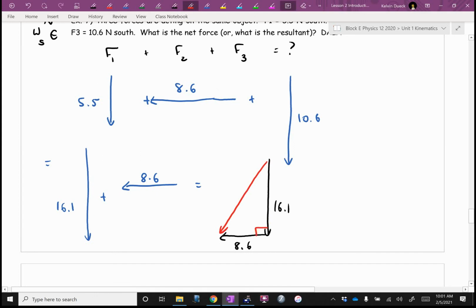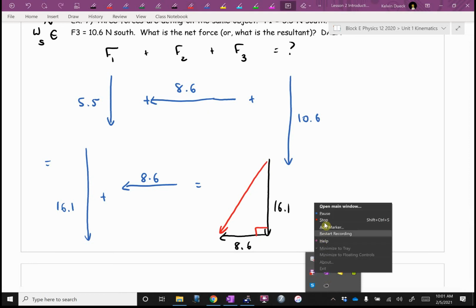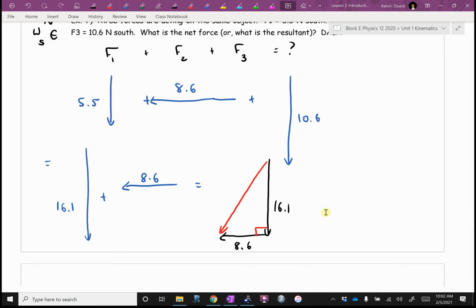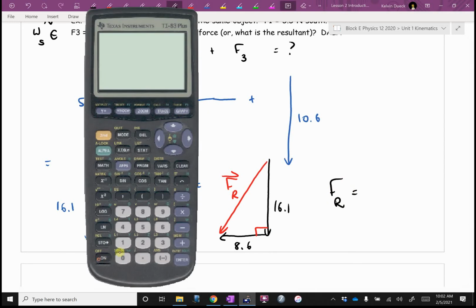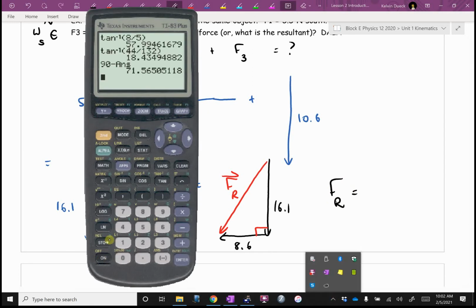Find the resultant of that magnitude and direction, please. So this is the resultant force. Magnitude, oh, did I hit record? Yeah, I did. Magnitude is going to be 16.1 squared plus 8.6.